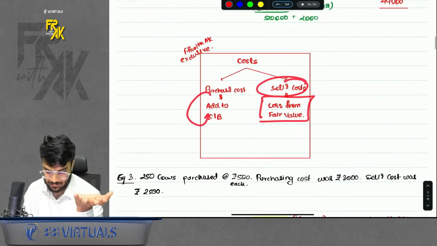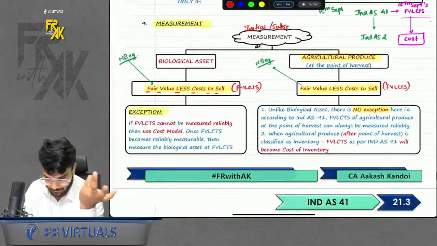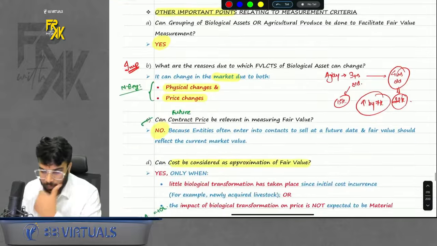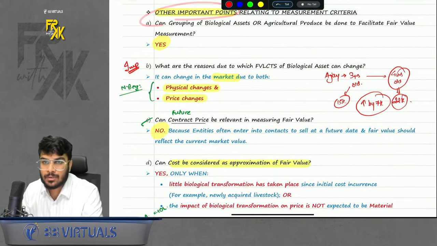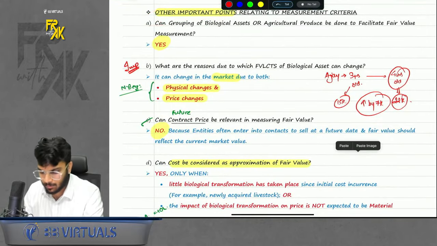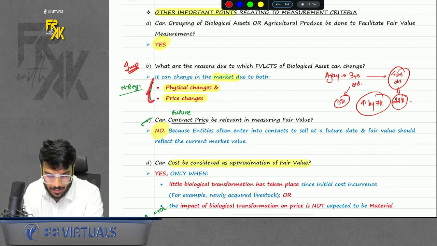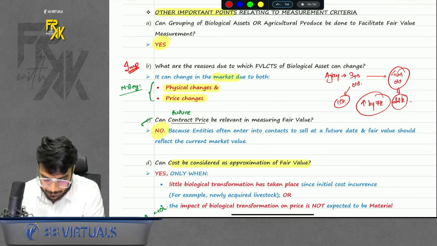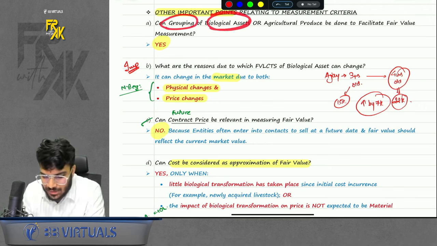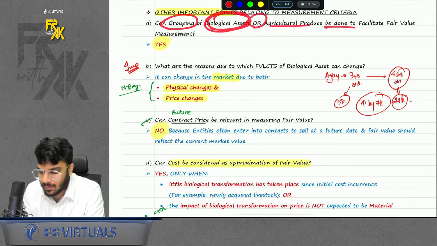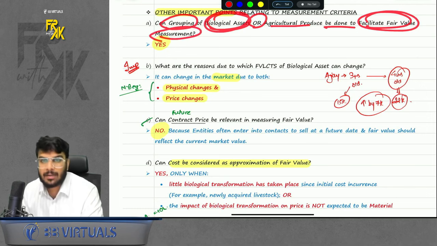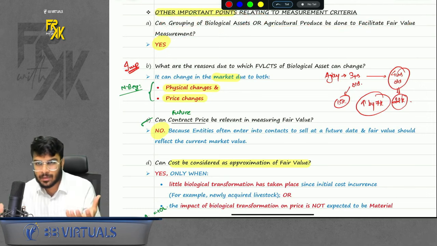Please do practice these measurement questions. Okay, I gave you the examples also. Anyways, then there are some other important points which are also given. In this, only the second B point is very important, but I will discuss whatever is critical. It is given: can grouping of biological assets or agriculture produce be done to facilitate fair value measurement? That means, can you group a biological asset and agriculture produce to find the fair value?